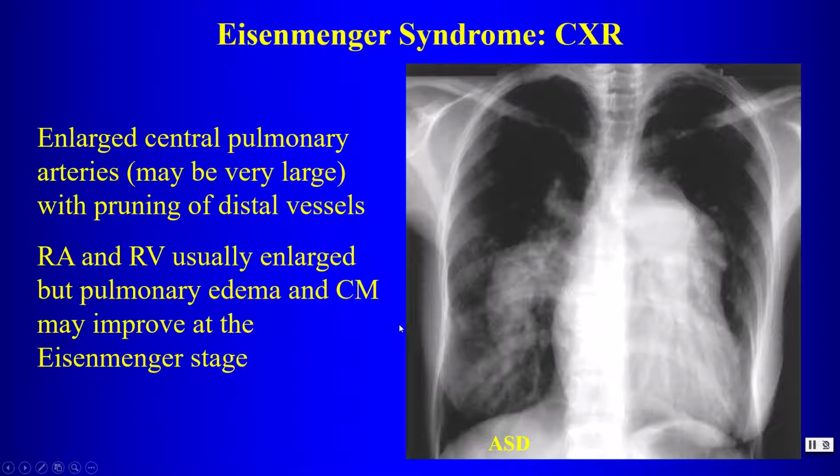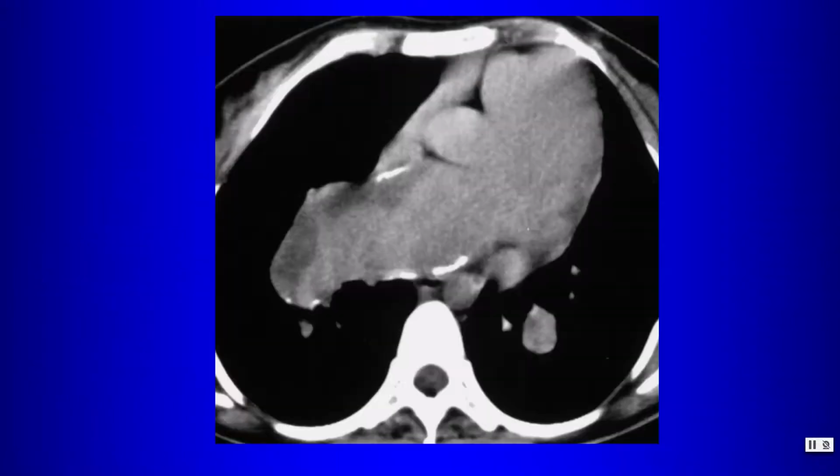So Eisenmenger's in adults gives you the largest central pulmonary arteries that you will ever see. So if you have an adult with massive enlargement of the pulmonary arteries, think about Eisenmenger's. This was a patient who had an atrial septal defect who developed Eisenmenger's. The right-sided chambers will also be enlarged in these conditions.